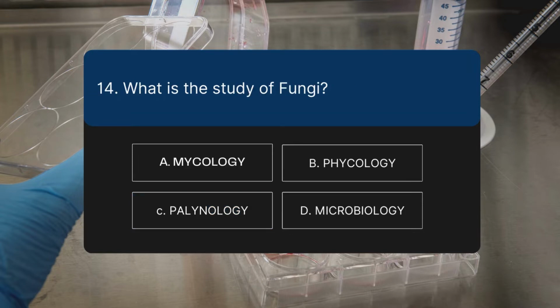Next question. What is the study of fungi? Options A. Mycology, B. Phycology, C. Palynology, and D. Microbiology. And the correct answer is option A, mycology. Study of fungi is mycology. And the other options, phycology is the study of algae, palynology is the study of pollen grains, and microbiology deals with the study of microorganisms.